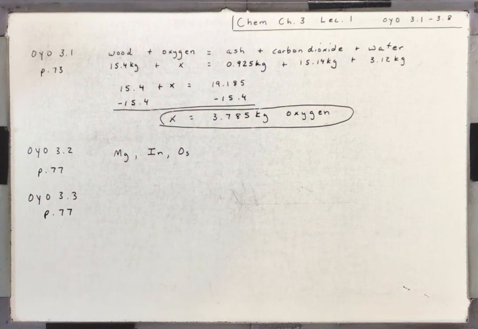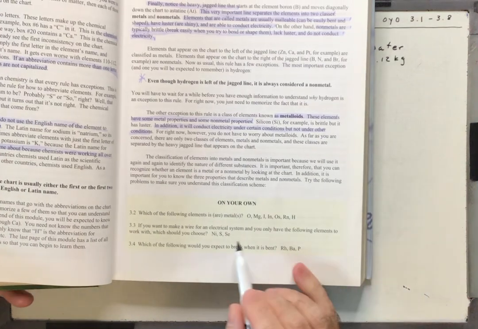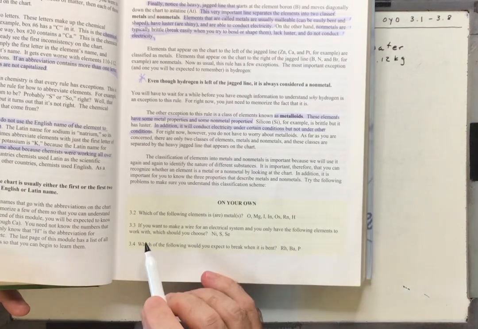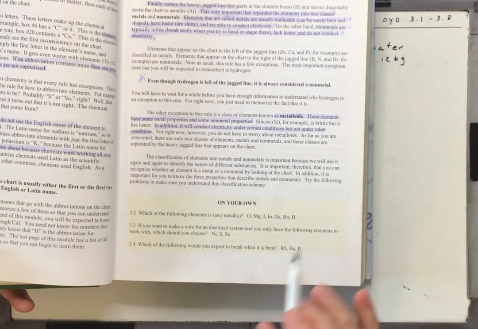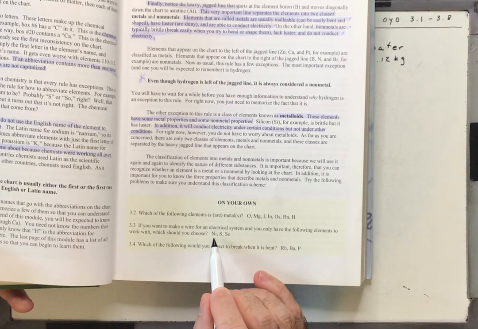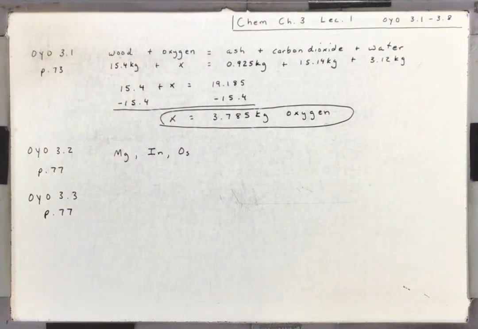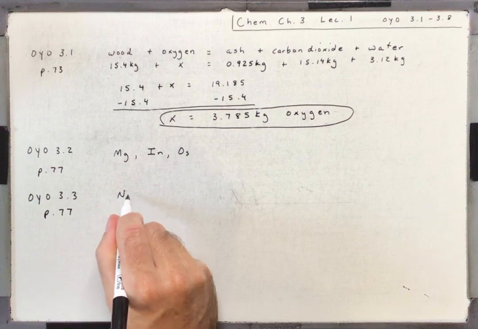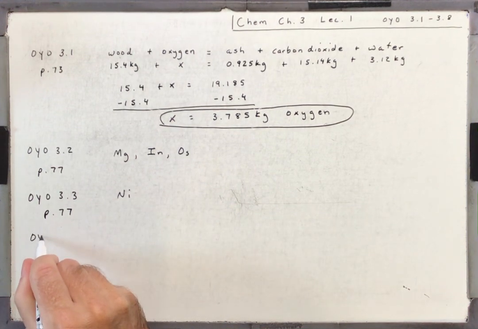All right. So if you want to make a wire for an electrical system and you only have the following elements to work with, which would you choose? Well, metals are good conductors of electricity. So of those three, the only metal is nickel. So nickel is to the left of that bold, jagged line. So nickel would be a good electrical conductor.